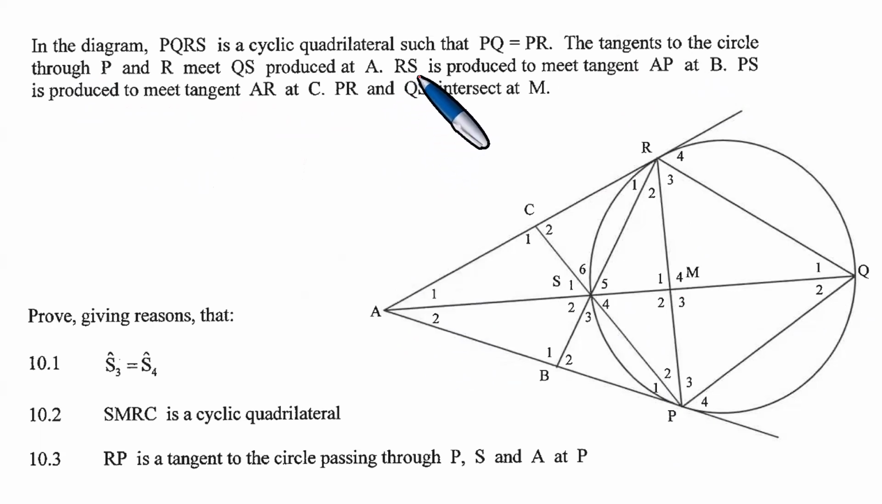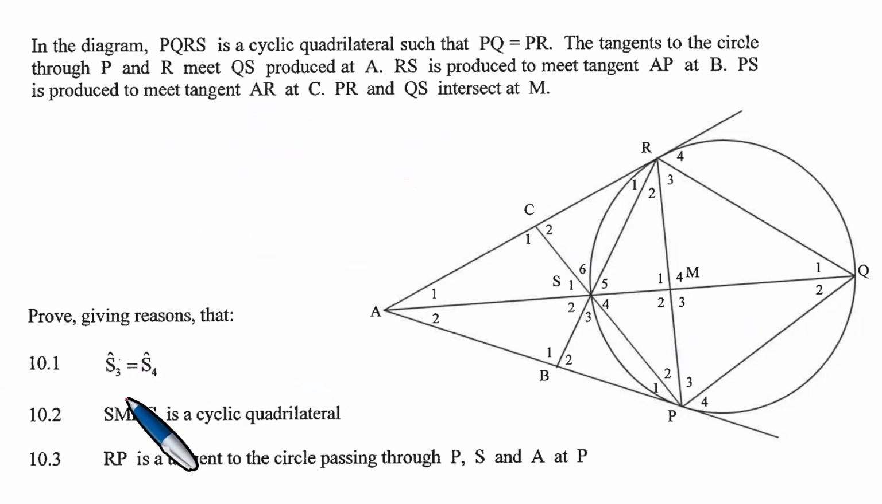Moreover, RS is produced to meet tangent AP at B. So we're able to see that RS itself is produced to meet tangent AP at the point B. Now, PS is produced to meet tangent AR at C. We can see that here. PR and QS meet at M.